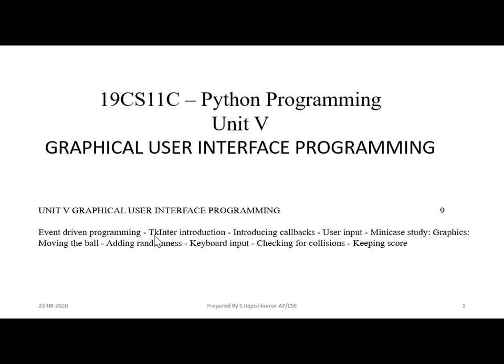In those case studies we are going to create graphical user interfaces and programming for some games, like moving the ball and adding randomness. We will make the ball move on a keyboard event, check for collisions between balls and keep updating the scores. All those things are studied as a case study, where we create a game by using Tkinter programming. This is all about your unit 5 introduction that we are going to study in our next sessions.